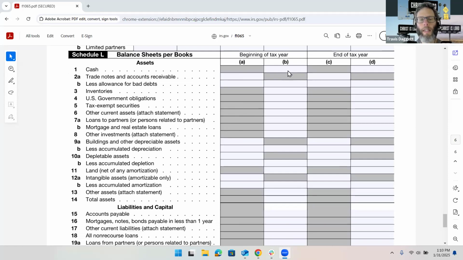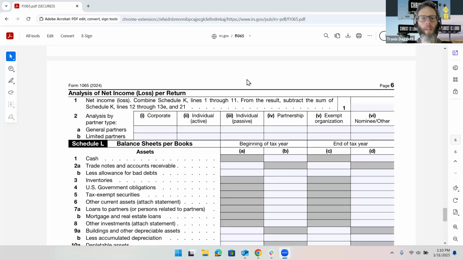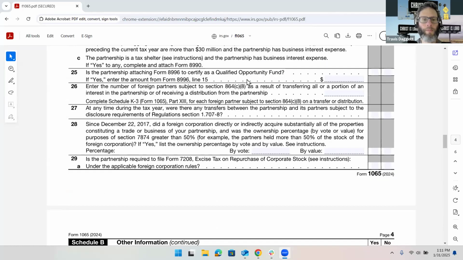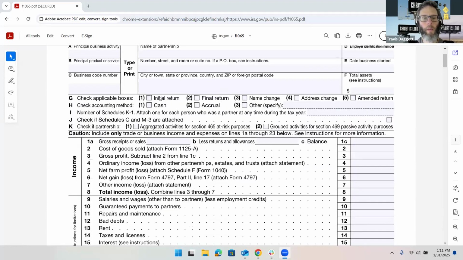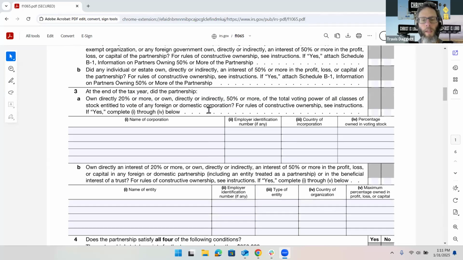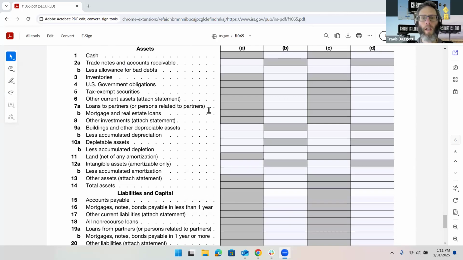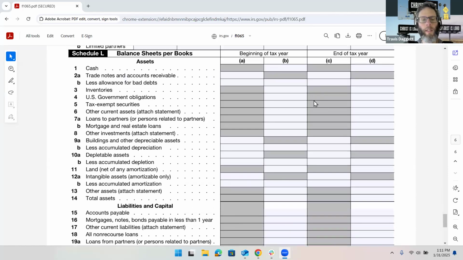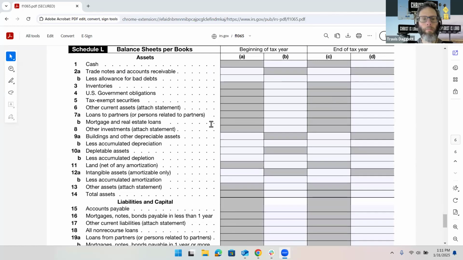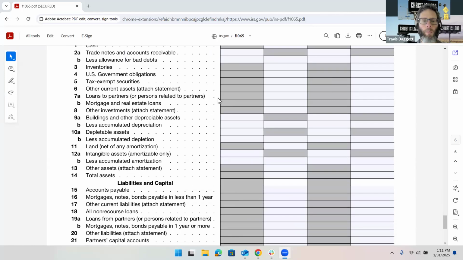You're going to have a beginning and ending balance for assets. So you have your cash, in other words, your bank accounts, your liquid assets. Accounts receivable, if that applies, and this would relate, if you recall, back up to your accounting method here, cash or accrual. If you're using AR, that's typically accrual. Inventory, beginning and ending, if you're using that. Then you have loans to partners, other current assets, mortgage, real estate, other investments.